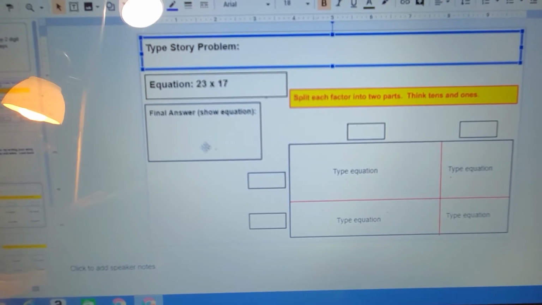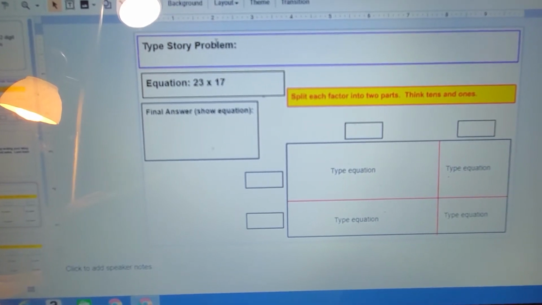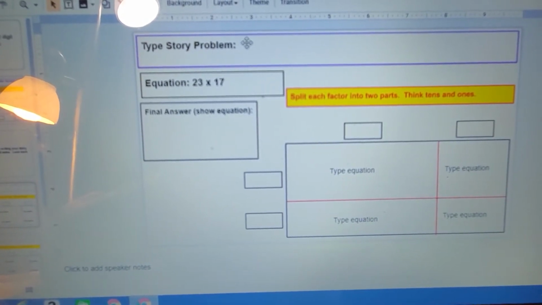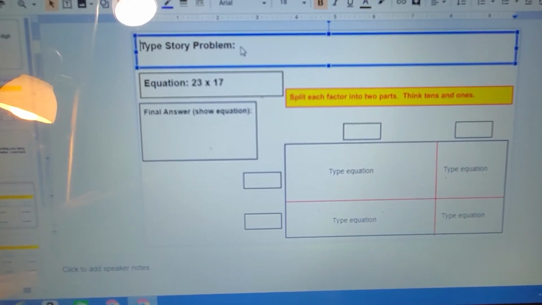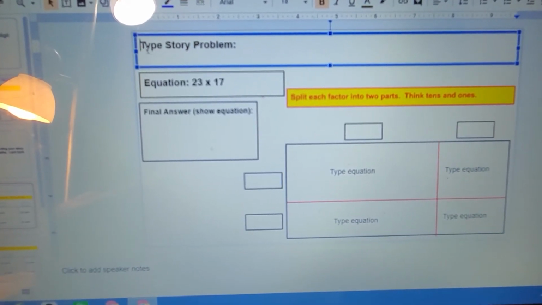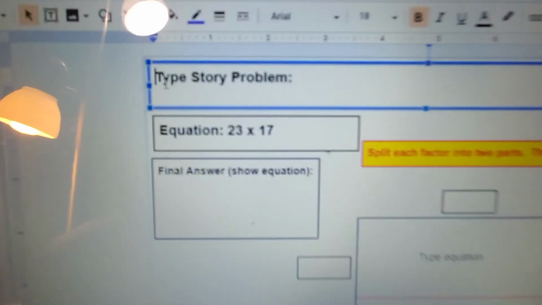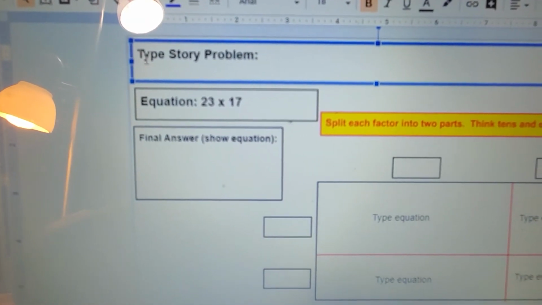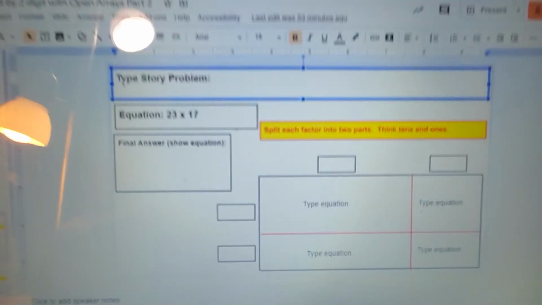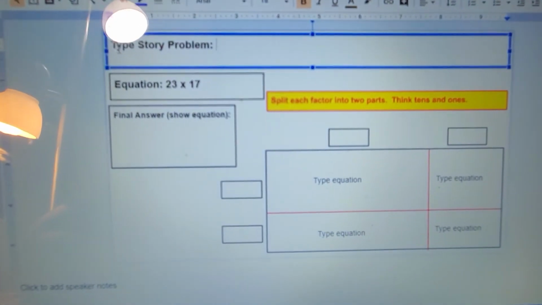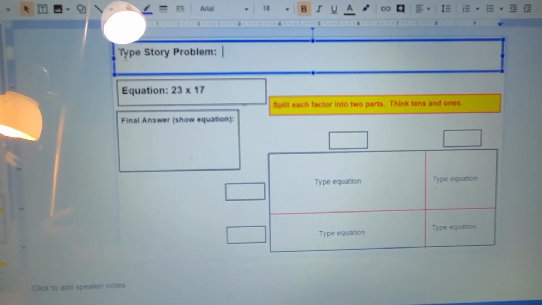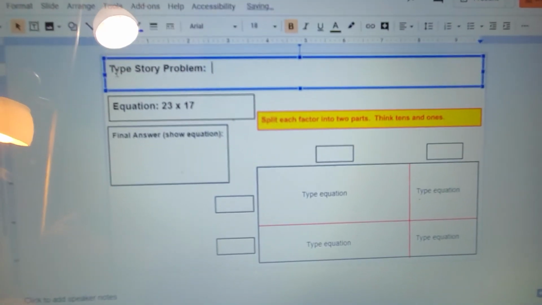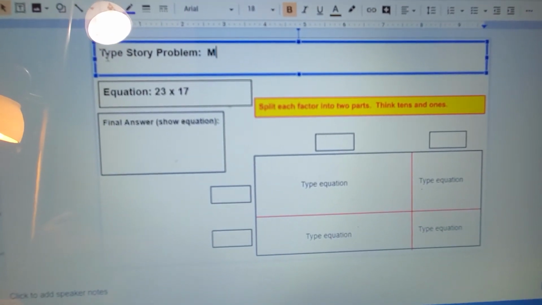So one of the things that you want to do, these are little boxes. You click on them, and then you can double click, and you see the cursor come up. It's blinking. You could just move it here, or you can erase this whole thing. So let's think of a story problem. 23 times 17. Okay, I'm going to say Mr. Andrews.